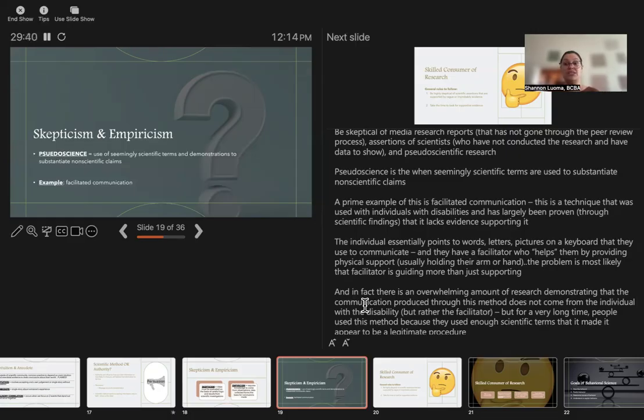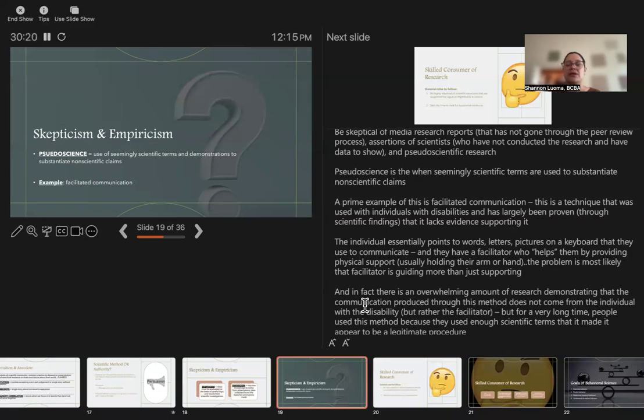Currently, we are watching it play out in real time, where they're using seemingly scientific terms and scientific processes to substantiate claims that are clearly not scientific and not rooted in any true research or findings. Another good example, which has been proven to be pseudoscience, so I can distinctly talk about it, is called facilitated communication. It's not used anymore, or if it is, that's not good practice, right? If someone's using this with an individual with disabilities, that's a big red flag.